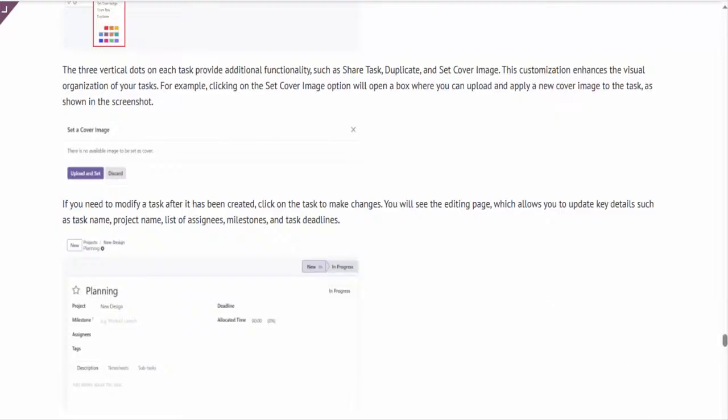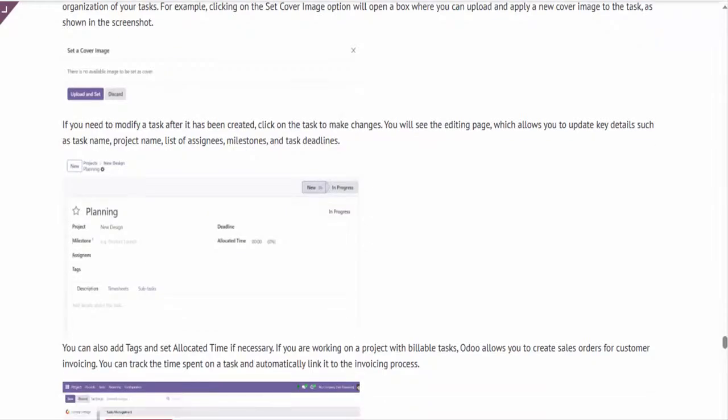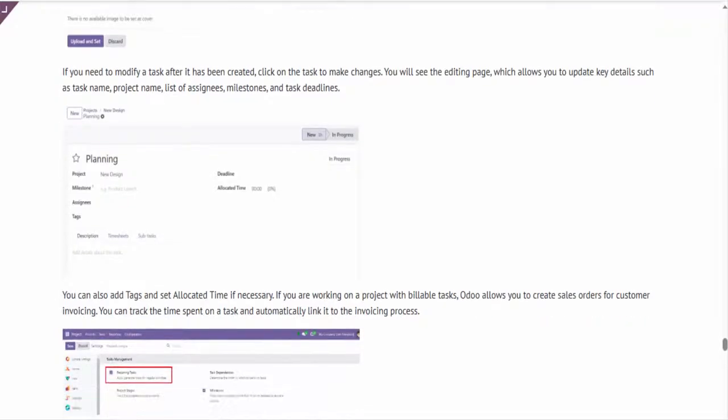If you need to modify a task after it has been created, click on the task to make changes. You will see the editing page, which allows you to update key details such as task name, project name, list of assignees, milestones, and task deadlines. You can also add tags and set allocated time if necessary.